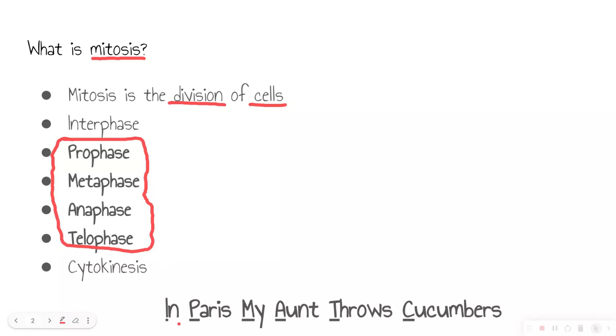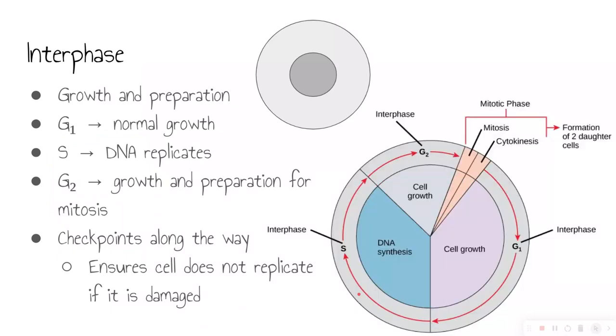And then I have a little mnemonic here that I use to remember which stage comes when. So I say, in Paris, my aunt throws cucumbers. So it's very silly, but it helps me remember that interphase, prophase, metaphase, anaphase, telophase, and cytokinesis is the order in which mitosis happens. First, let's take a look at interphase.